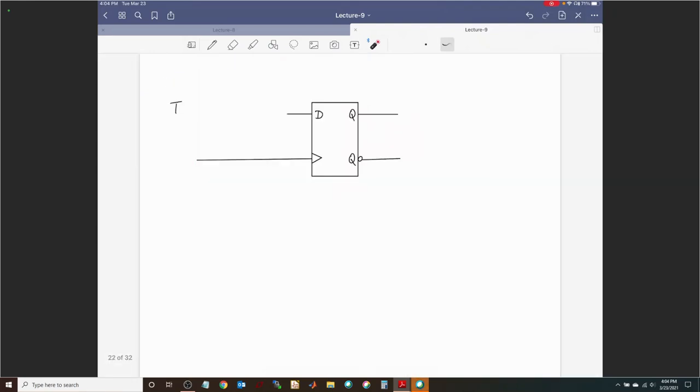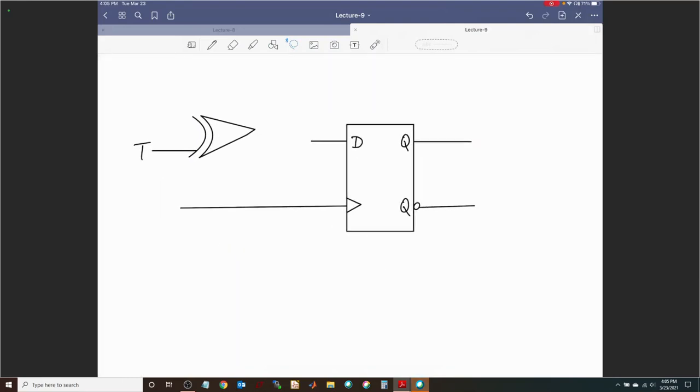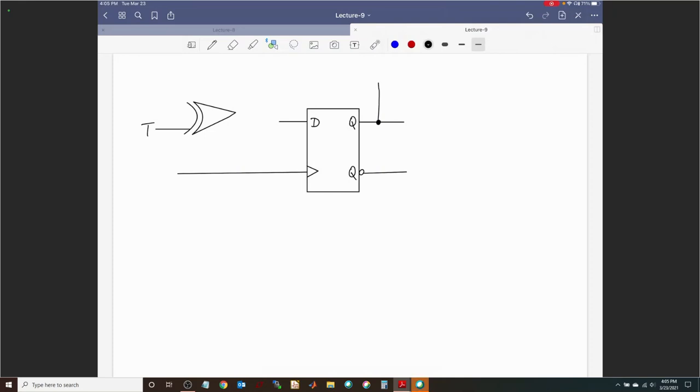All right, so let's just draw that here. Exclusive OR gate. One of the inputs is T, and the other input is Q. Put a dot in here. And the last piece, this output actually drives this input. You see that? So you have a clock input here.